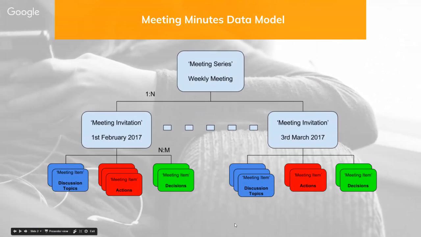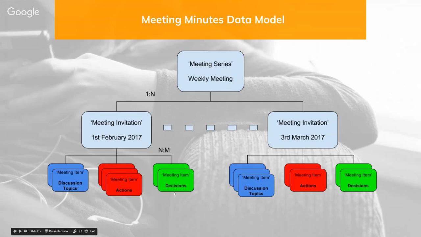Okay, sorry about that. Within a meeting series, we have a number of different instances of a meeting. In this example, you might have a meeting invitation for the 1st of February 2017, going weekly up to the 3rd of March. That's a one-to-many relationship: you have many invitations within a series. And then for each meeting invitation, we can have discussion topics, action items, and decisions associated with them.